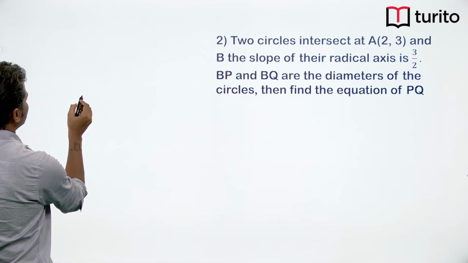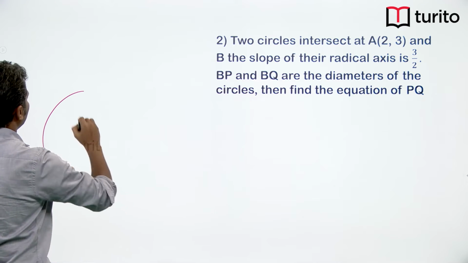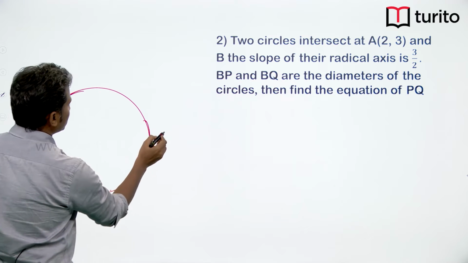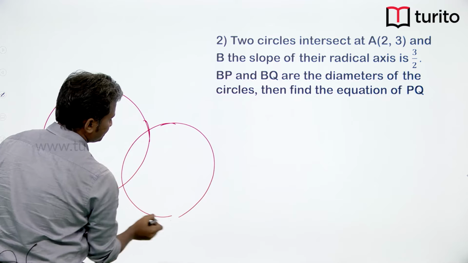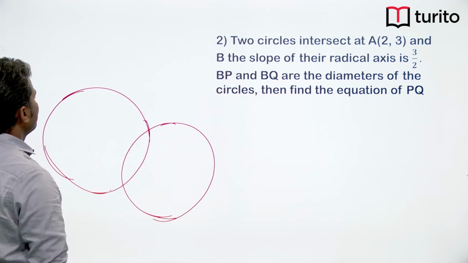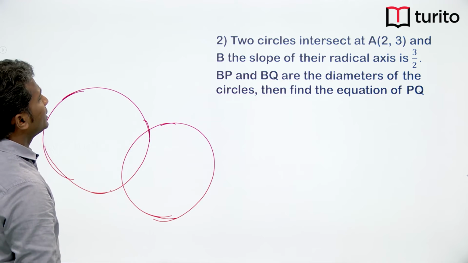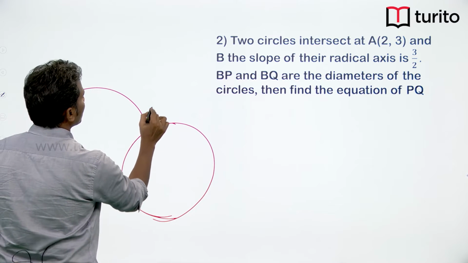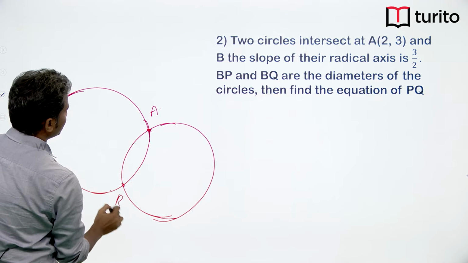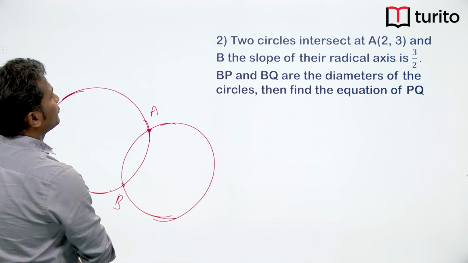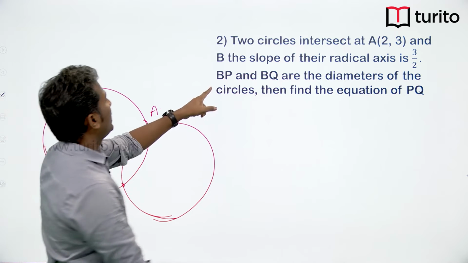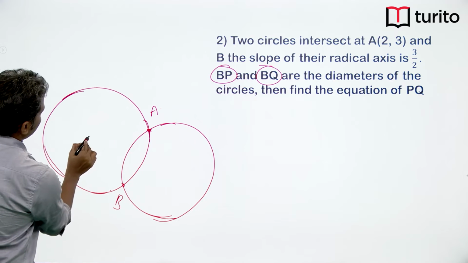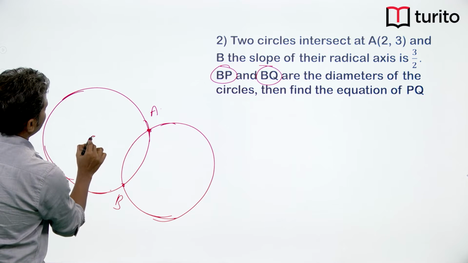Suppose we have two circles. These two circles are intersecting at A and B. Now point A is given and this is point B. Now through B, one diameter has to be drawn to one circle and the other diameter to the other circle. So here there will be a center.